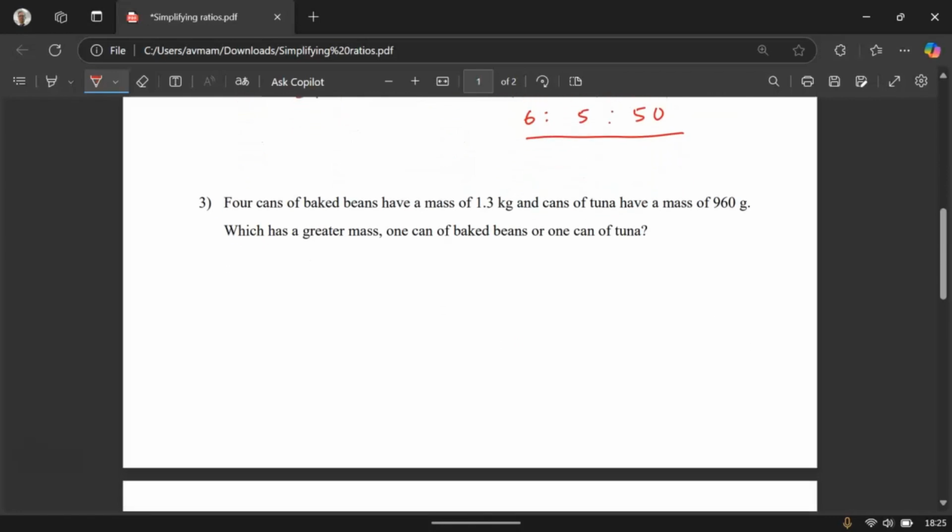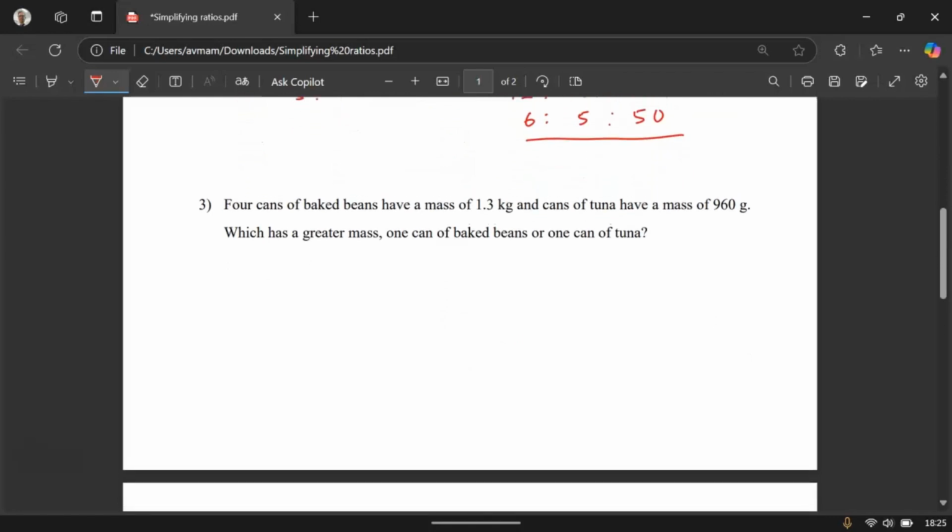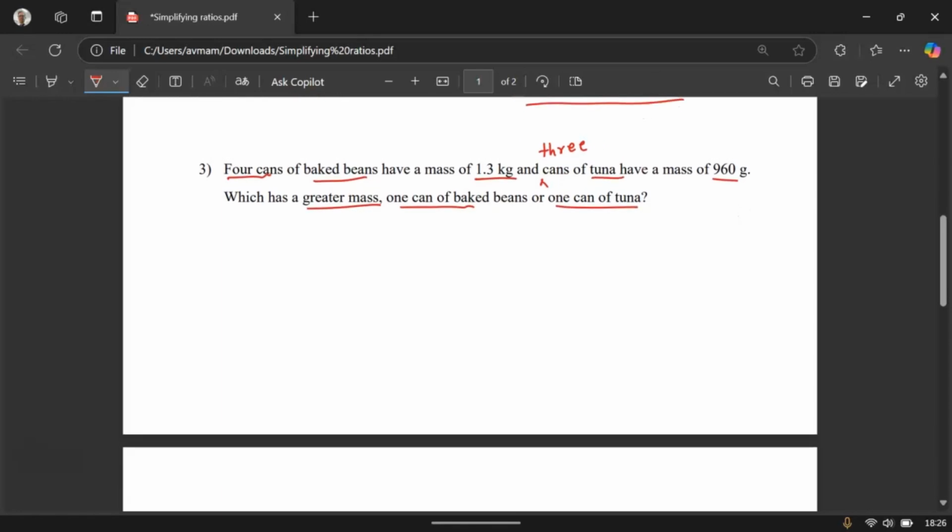Now let us look at question number 3. 4 cans of baked beans have a mass of 1.3 kilograms, and there's something missing over here. That should be 3 cans of tuna have a mass of 960 grams. Which has a greater mass, 1 can of baked beans or 1 can of tuna? This one is pretty simple. You can do it in different ways.